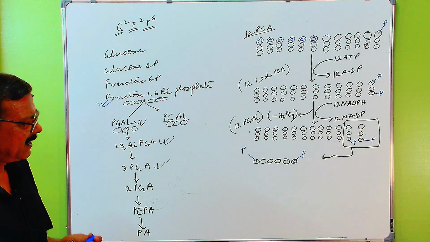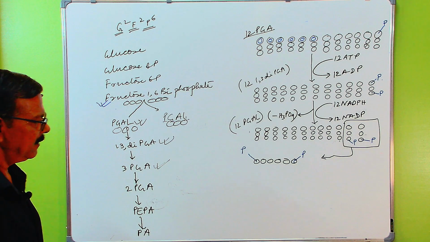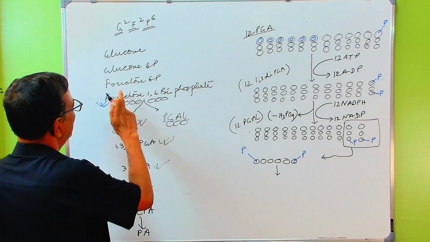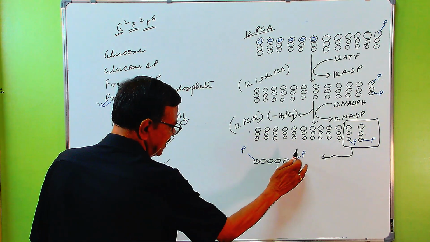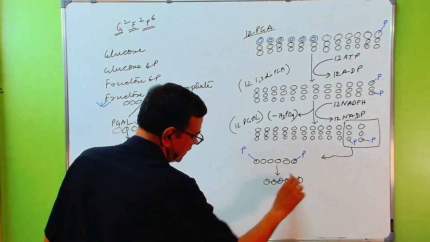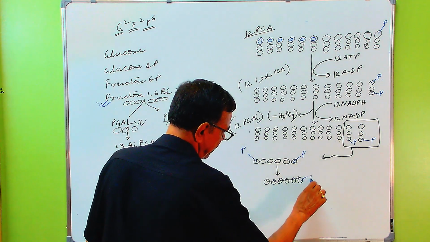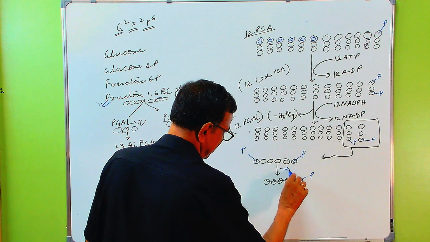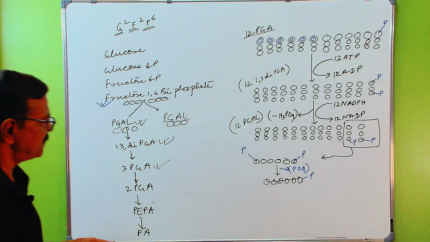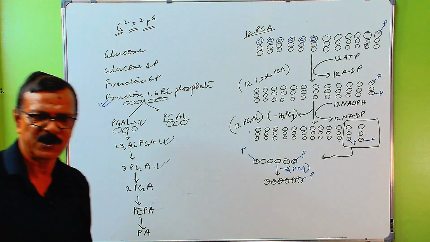Fructose 1,6 bisphosphate will produce fructose 6 phosphate. Okay. So glycolytic reversal starts. Then fructose 6 phosphate, 1, 2, 3, 4, 5, 6. Another phosphate will be removed, minus PO4. The phosphate we have removed. Fructose 1,6 bisphosphate to fructose 6 phosphate, we have produced fructose 6 phosphate.